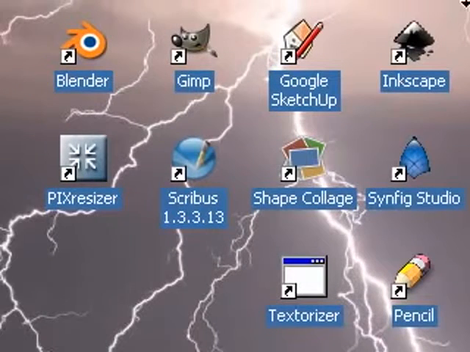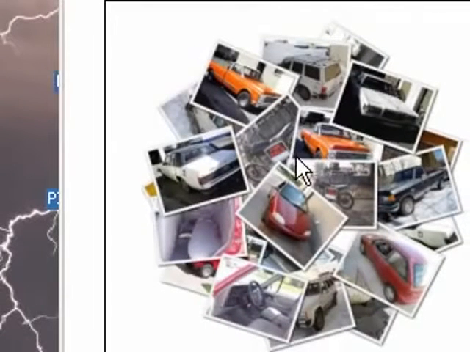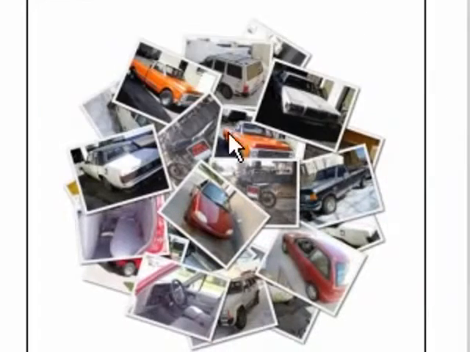Shape Collage. This program lets you take a bunch of pictures and build them into a collage like this. The shape doesn't have to be a circle. You can do it in the shape of a letter. You can have as many or as few pictures as you'd like. You can also create your custom shape of whatever the picture is going to be in. It's a pretty cool program, pretty simple.